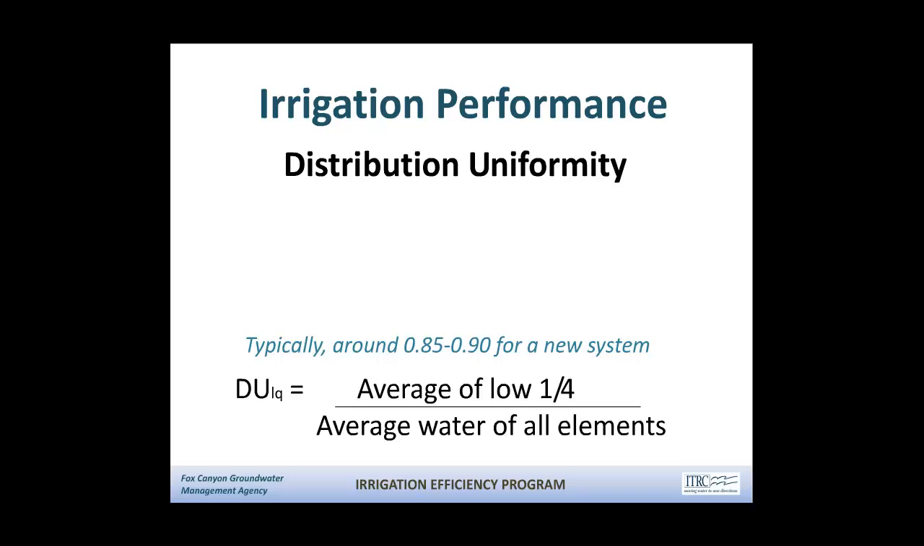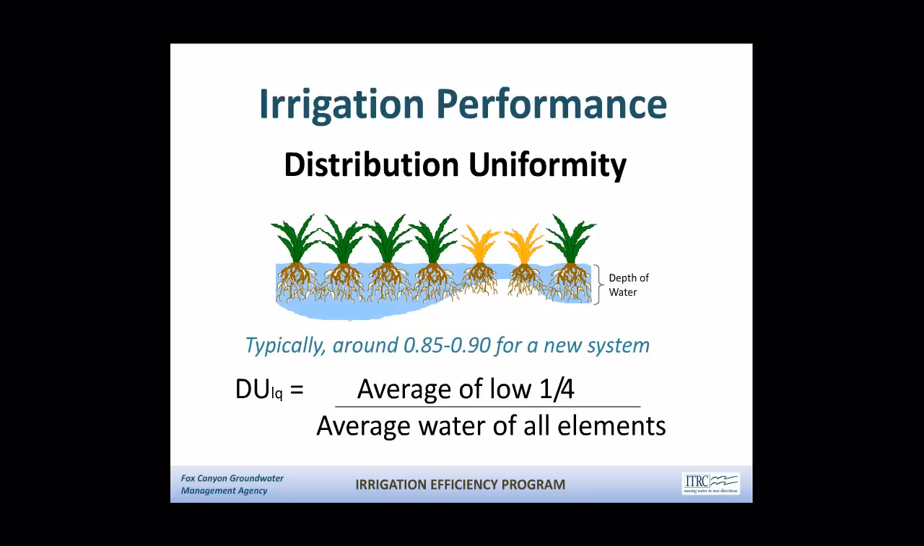Typical values are between 0.85 and 0.9 for a new system, but many systems have DU values below 0.5. When a field has a low DU value, it means the irrigator has to apply a lot more water in order to get enough water to the driest part of the field.